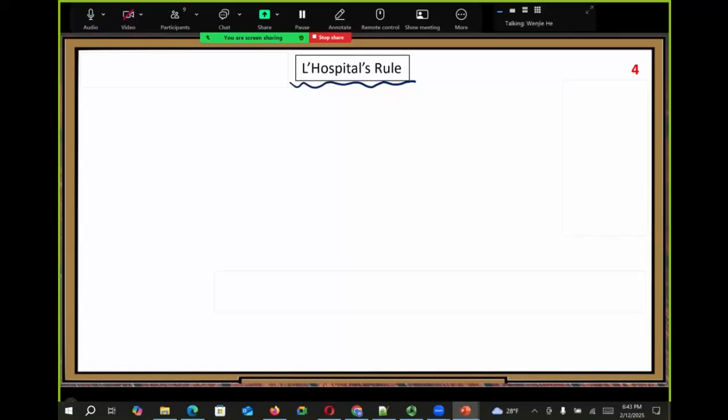Because we need to spend at least 10-something minutes to complete this L'Hopital's rule. I need to explain it and review a little bit. So let's stop right here. This is our last slide of part B. So the next time we finish this last slide, then we start part C.